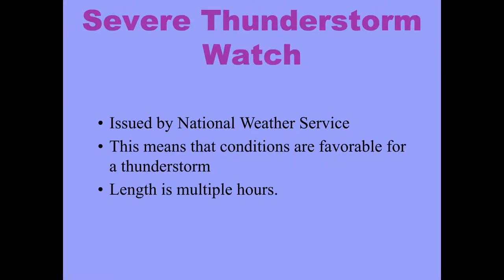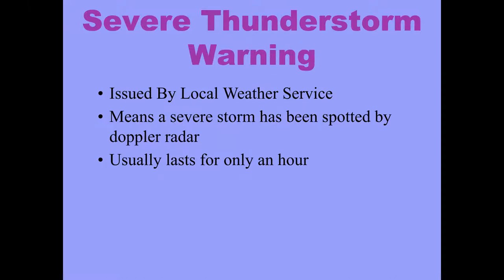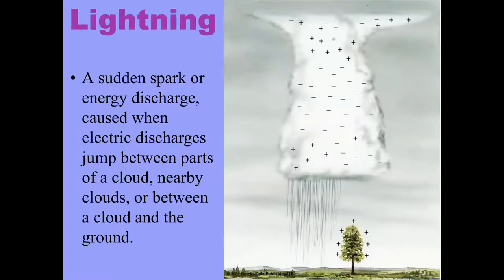The National Weather Service always issues a notice when conditions are favorable for a thunderstorm, and we call that a watch. That watch could last as long as multiple hours. When a severe thunderstorm is approaching and we know for sure that it's coming, the local weather service will issue a warning. That means a thunderstorm has been spotted in the area by Doppler radar, and that warning usually lasts for around an hour.